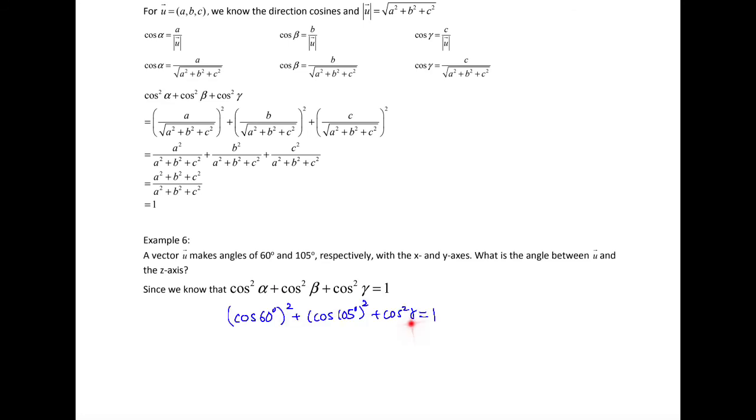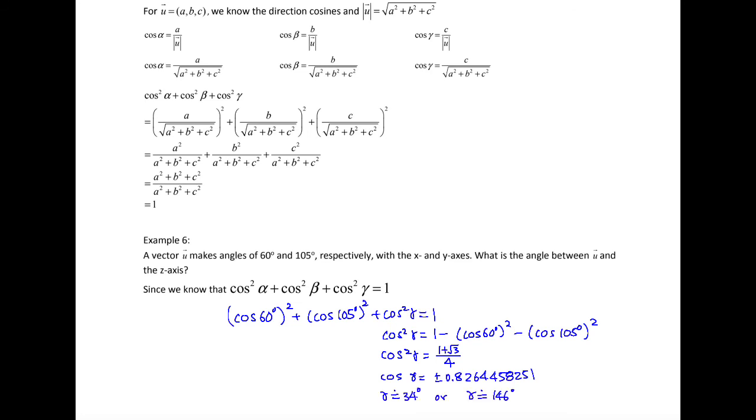And since we're finding gamma, we're going to isolate cos squared gamma. We're going to isolate it by moving the cos squared 60 and cos squared 105 to the other side. Then we're going to have cos squared gamma equals 1 plus square root of 3 over 4. Then we're going to find cosine gamma by taking the square root. So remember, you have to put in a positive and negative sign. So we get positive and negative ratio of 0.8. And in order to find gamma, we're going to do cos inverse. So you're going to get gamma is either 34 degrees or approximately 146 degrees.